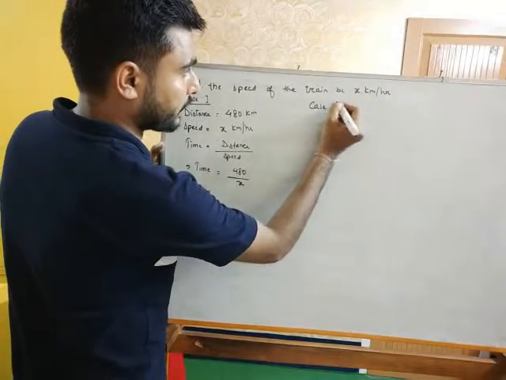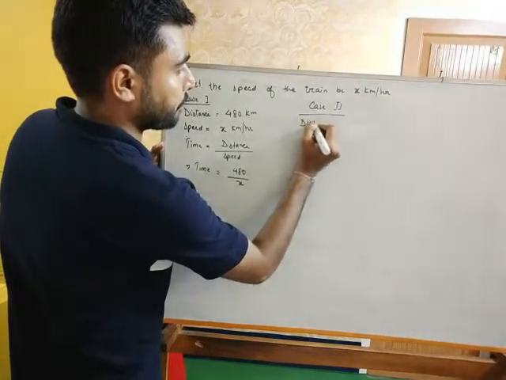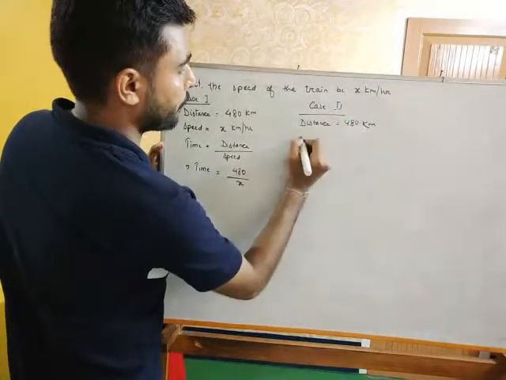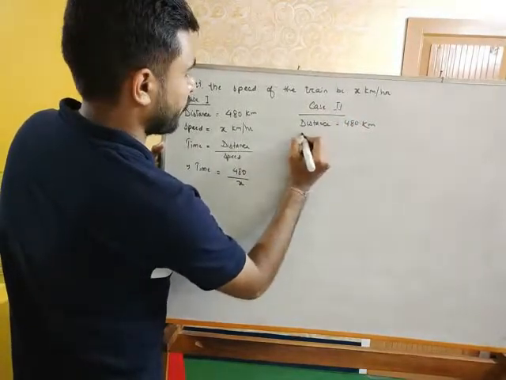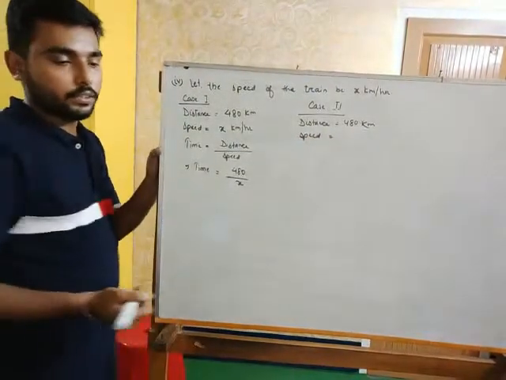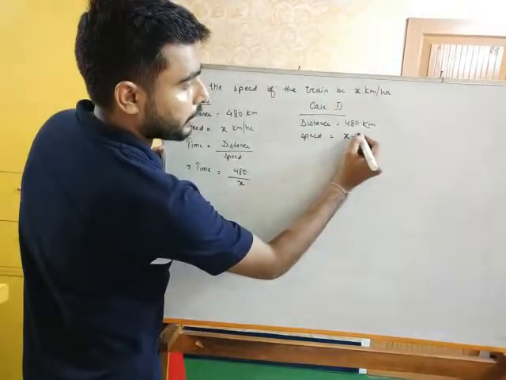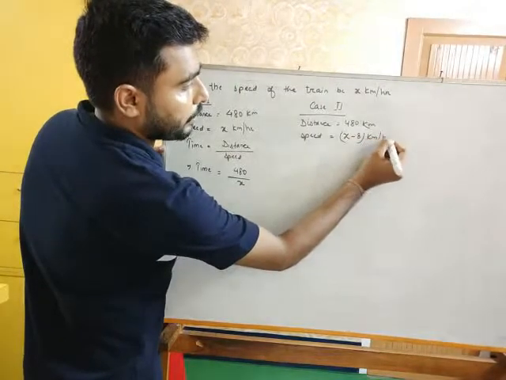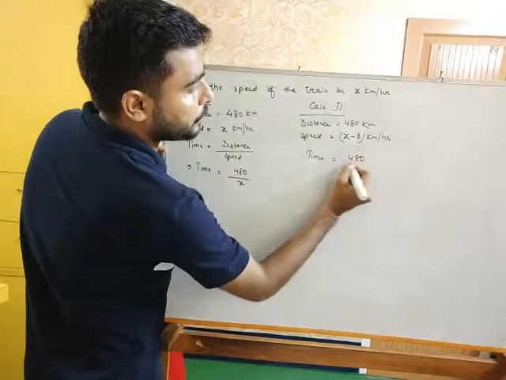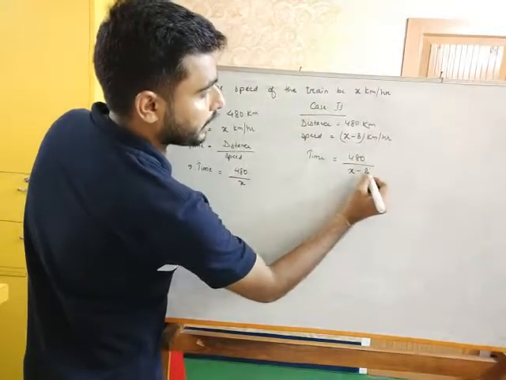In the second case, distance is same, 480 kilometer. Speed had been 8 km per hour less. So speed will be what? x minus 8 km per hour. So therefore time will be what? Distance by speed, that is 480 by x minus 8.